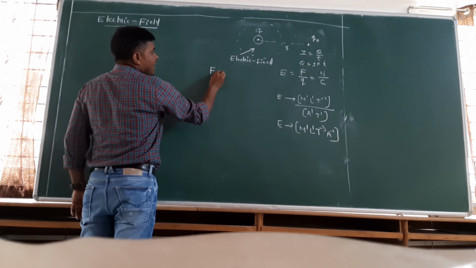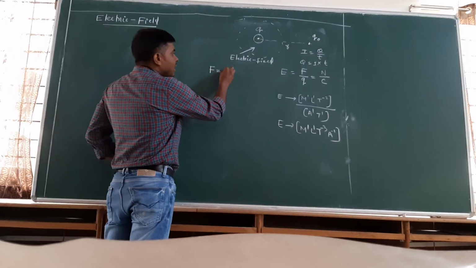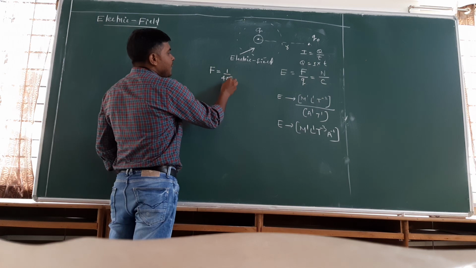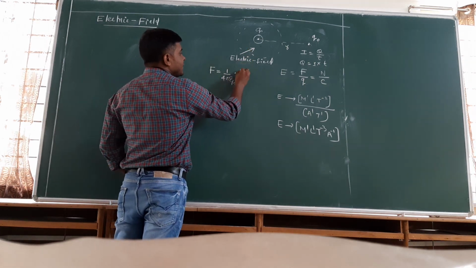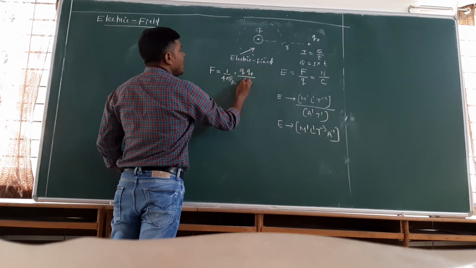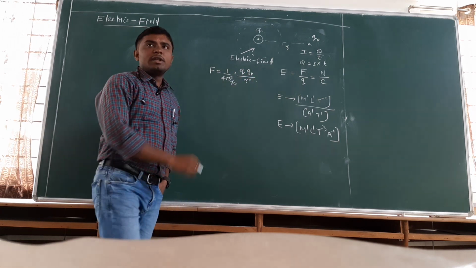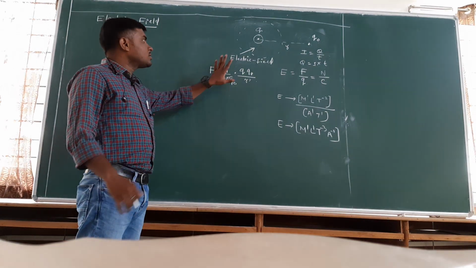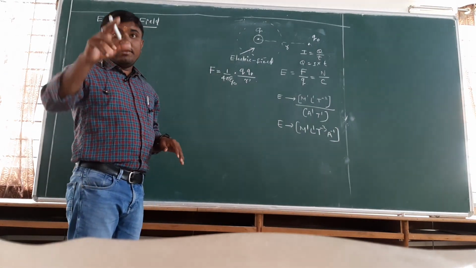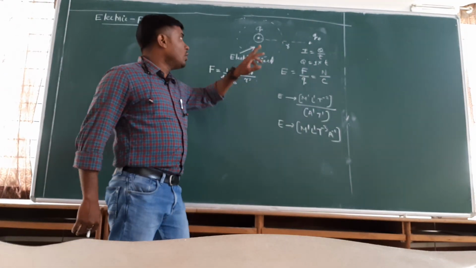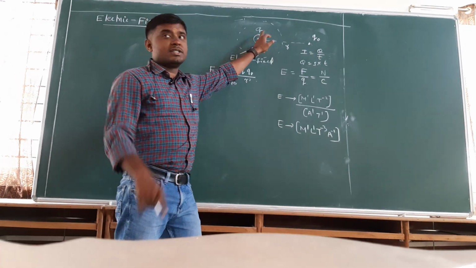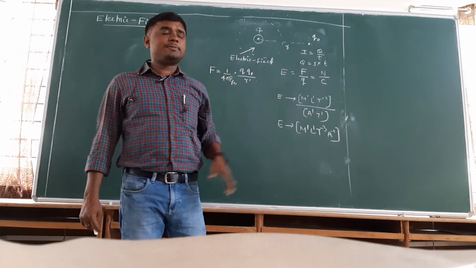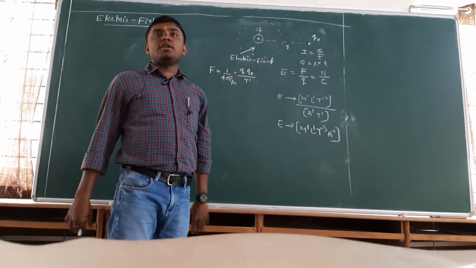So what is the force between those two charges according to Coulomb's law? According to Coulomb's law, F will be equal to how much? 1 by 4 pi epsilon naught, Q1 into Q2. Let's say it is Q into Q naught divided by R square. What is this? This is the force between the two charges. One more thing I would like to make clear. What is Q? Is it a source charge or test charge? Source charge. And this Q naught is which charge? Test charge.